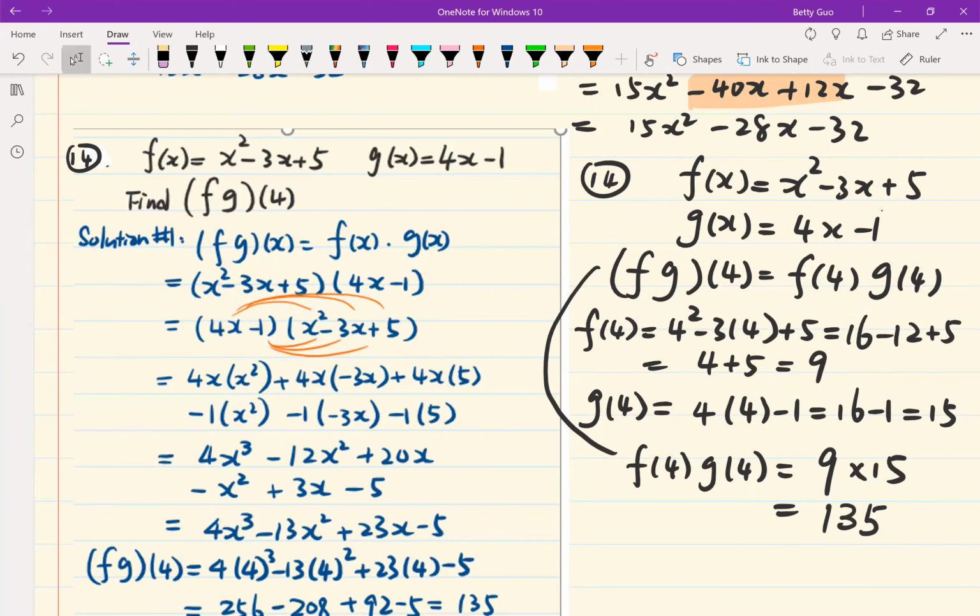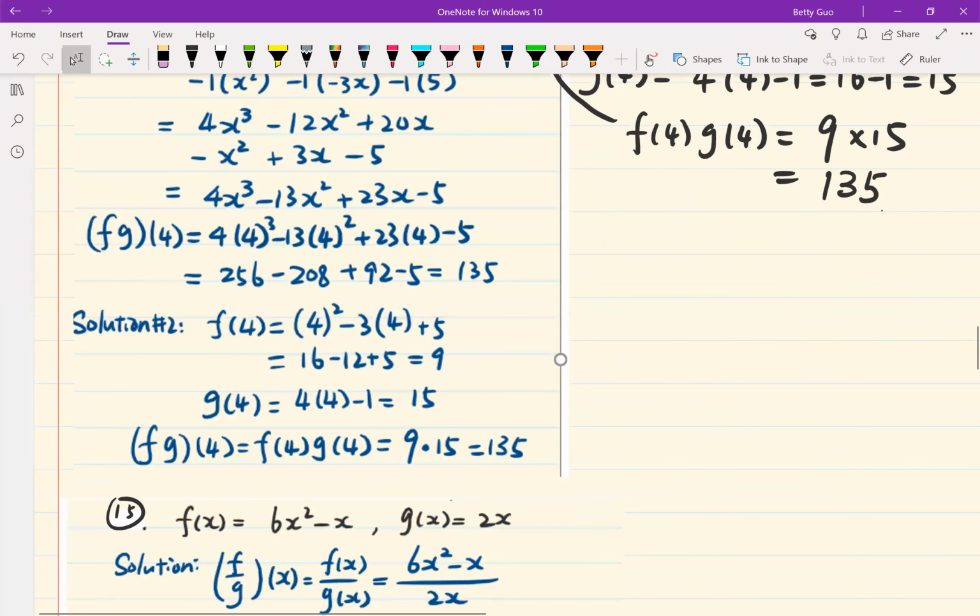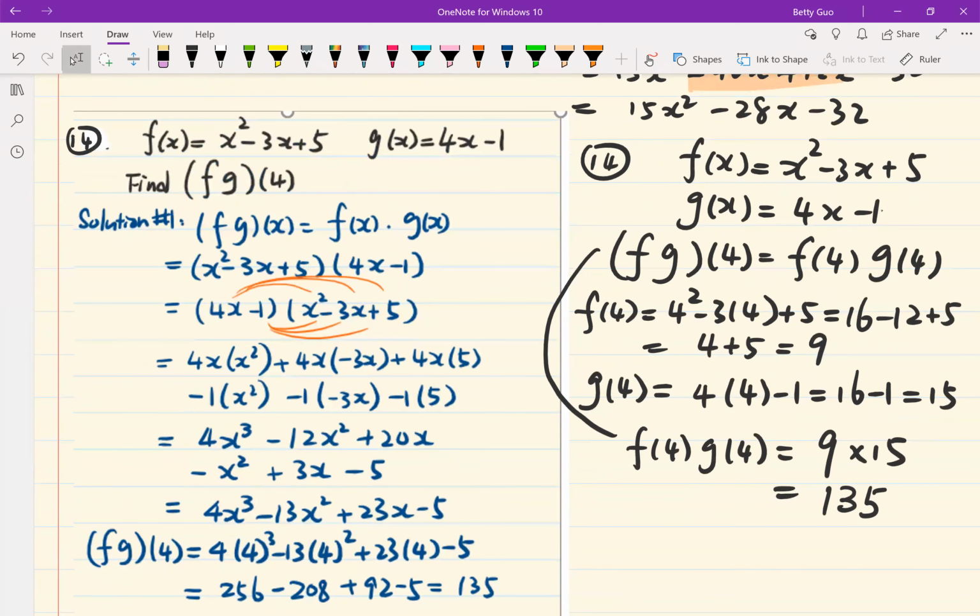In my notes, I offered 2 different methods. In the video, I applied the second method. It's more convenient.